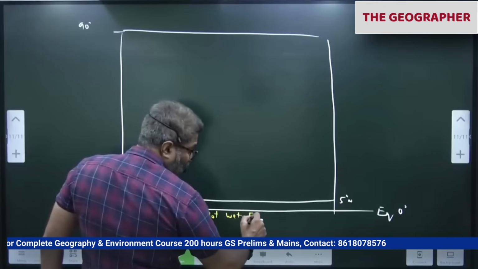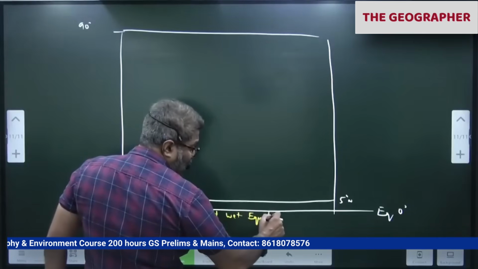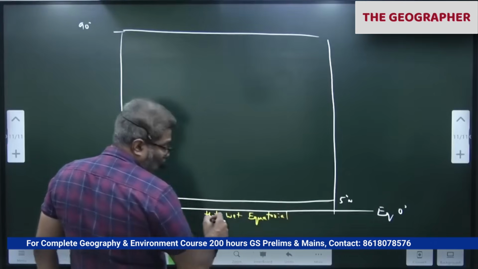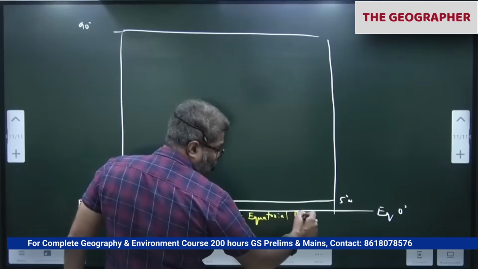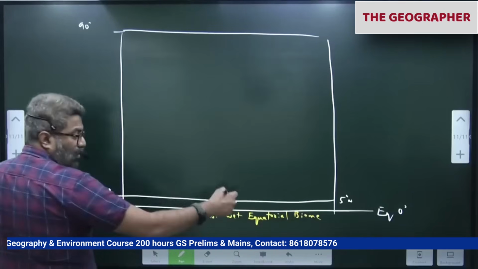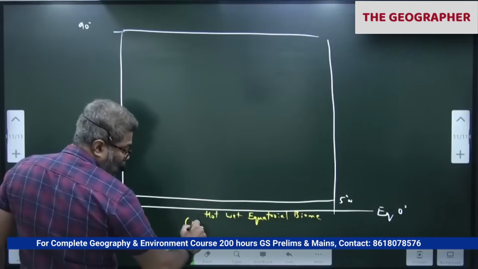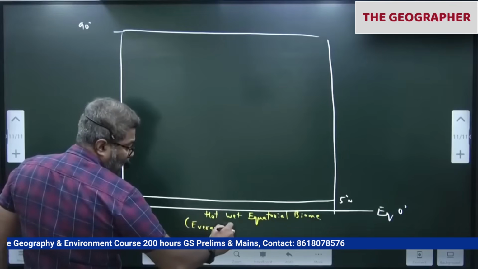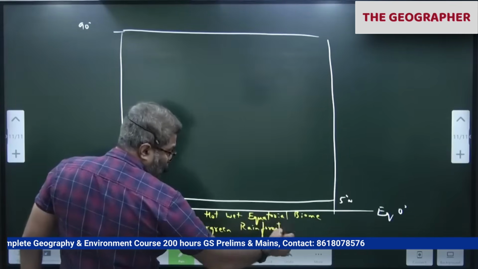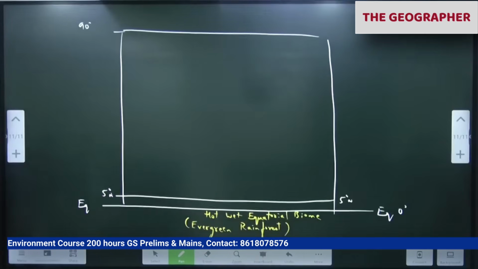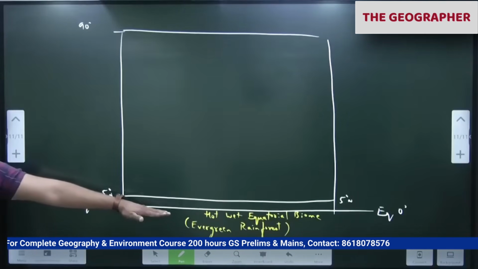So equatorial evergreen rainforest we have here. Equatorial, hot, wet, equatorial evergreen rainforest biome. So in short, hot, wet, equatorial biome. Here the vegetation is like what? Evergreen. Plants are green. Rainforest. We have dense forest here. Evergreen rainforest biome, because always it is raining.